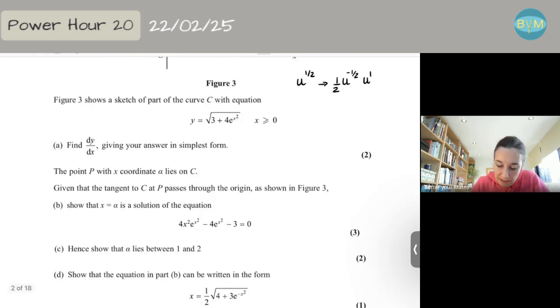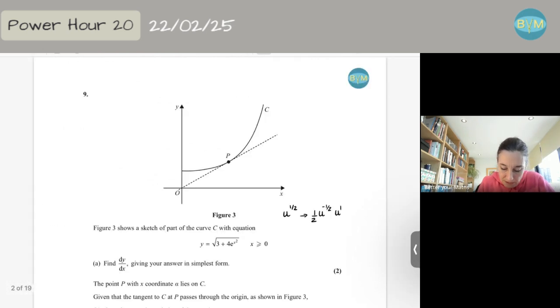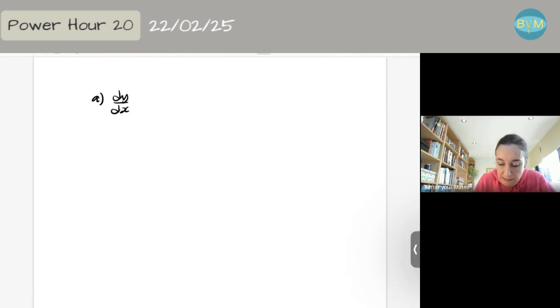I think I'm going to do it in the next page. If not, we don't have space. So it's going to be dy by dx. I'm going to copy again the function. So my function is root of 3 plus 4e to the power of x squared. If I use the chain rule, as I say, it is going to be 1/2 at the front, then the function, which is 3 plus 4e to the power of x squared to the power of 1 less, so minus 1/2, and I have to differentiate this function. So this was my u, and I have to differentiate that, yeah?